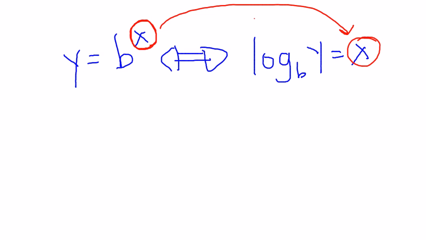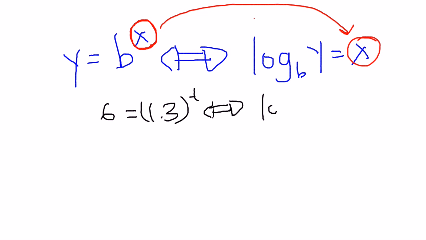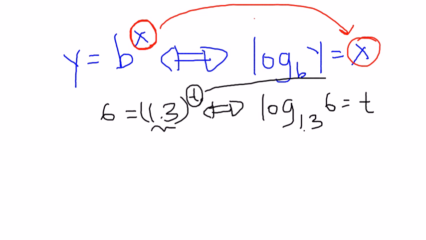So going back to the question, 6 is equal to 1.3 to the t power. I'm just going to rewrite this. This is now log. What's the base in this case? The base is 1.3, of 6, and that will equal my unknown, which is the exponent. My unknown is always the output of my log function.